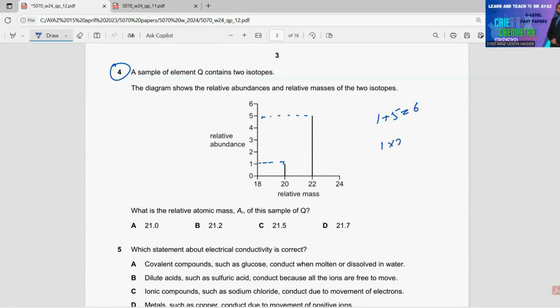So 1 multiplied by 20 plus 22 multiplied by 5, and divided by 6. So 1 multiplied by 20 is 20, plus 22 multiplied by 5 is 110. 110 plus 20 means 130. 130 divided by 6 is 21.666. So D must be the right answer in this case.